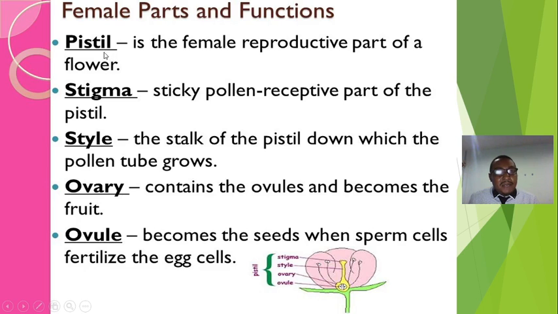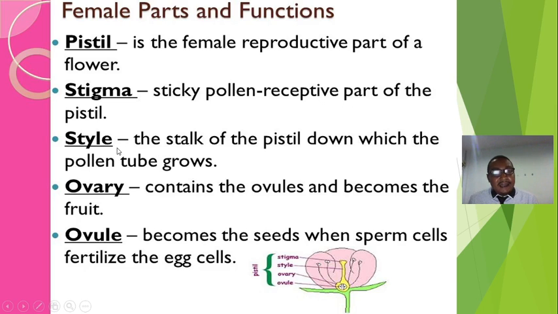Number 1, pistil. Again, pistil. Now, pistil is the female reproductive part of the flower. This is our pistil, and the pistil usually has 4 main parts. Part number 1 is a stigma. Again, stigma. Now, a stigma usually includes what we call sticky pollen. And the sticky pollen is usually the receptive part of the pistil.